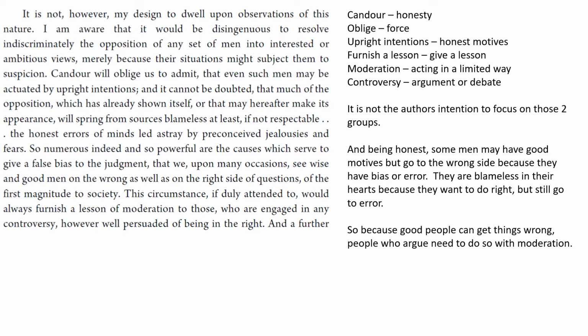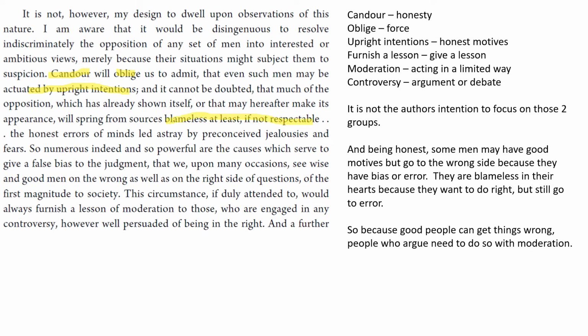Candor, honesty will oblige, will force us to admit that even such men may be actuated by upright intentions. Even these men might actually have a good aim. And it cannot be doubted that much of the opposition, which has already shown itself, or that may hereafter make its appearance, will spring from sources blameless at least, if not respectable.